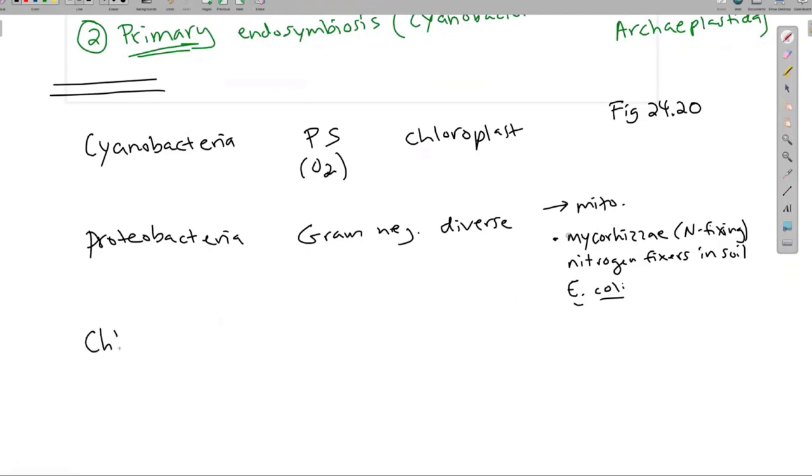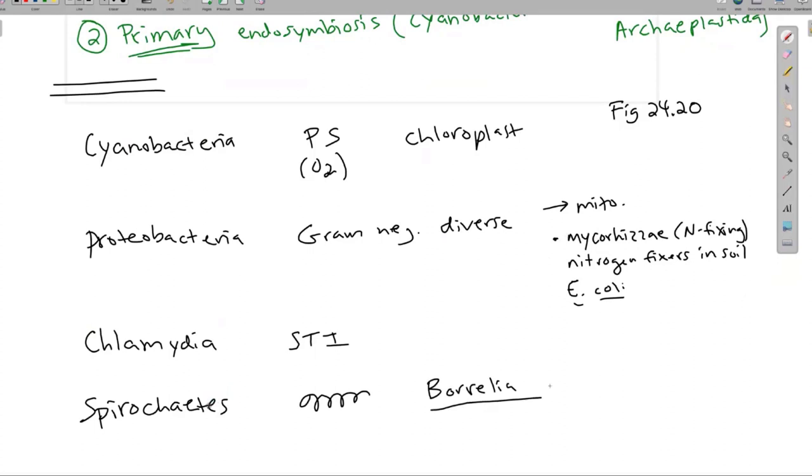Then you've got the chlamydia group, which causes the STI or STD chlamydia, and lives inside cells. Spirochetes have a corkscrew shape. The one we looked at, Borrelia, causes Lyme disease. Actually, let me make a table for you in a little while.